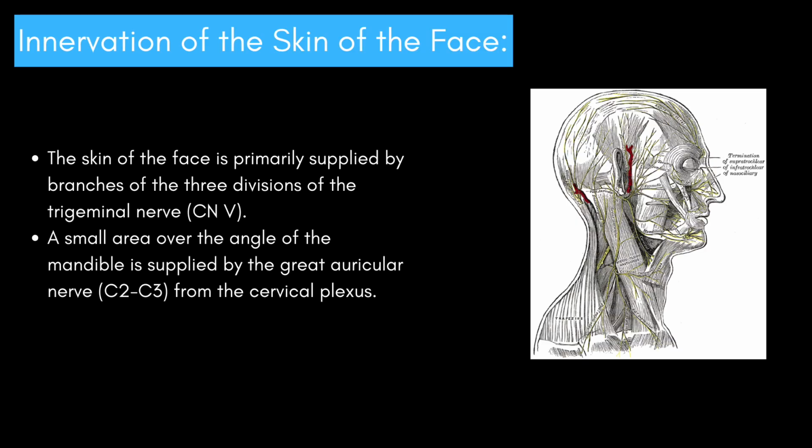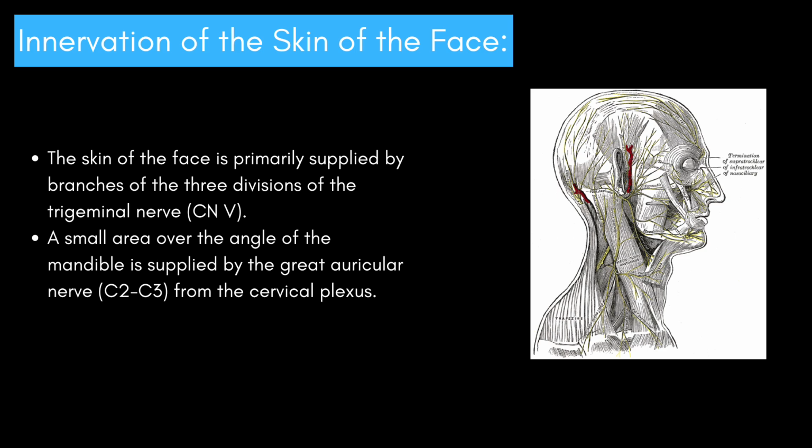Let's next take a look at the innervation of the skin of the face. The skin of the face is primarily supplied by branches of the three divisions of the trigeminal nerve, cranial nerve 5. A small area over the angle of the mandible is supplied by the great auricular nerve, C2 to C3, from the cervical plexus.